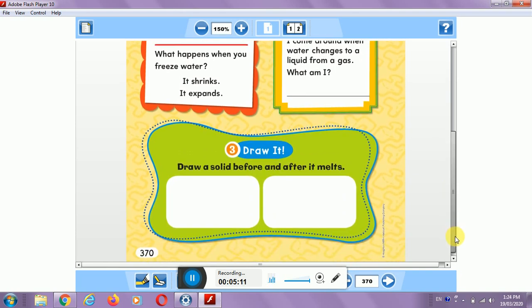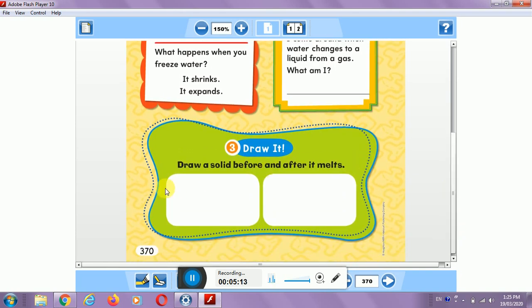Question number 3. Here I want you to draw a solid before and after it melts. You have to draw, for example, an ice cube and show me how it would look like after it melts. Or maybe you can draw an ice cream, chocolate, butter, whatever you want.